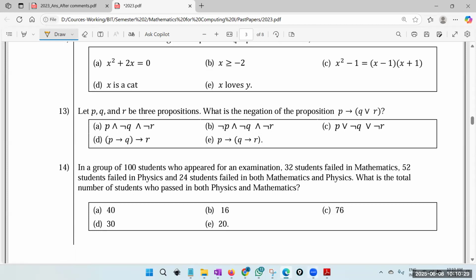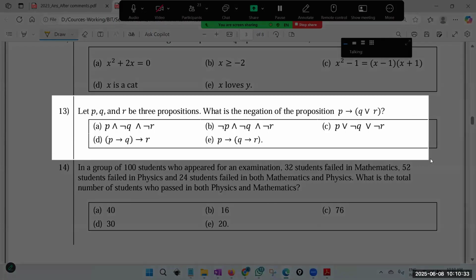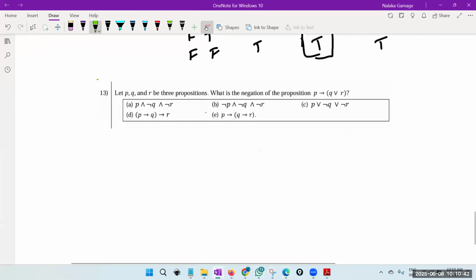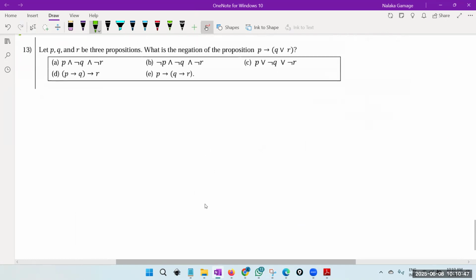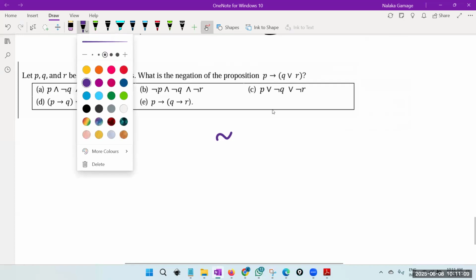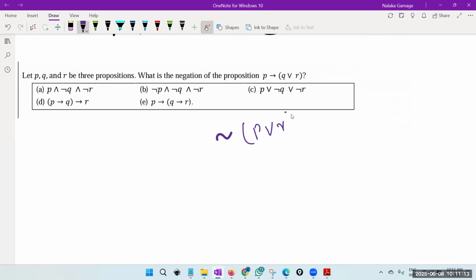Let P, Q, and R be three propositions. What is the negation of the proposition: P implies (Q or R)? That is, not of (P implies (Q or R)).